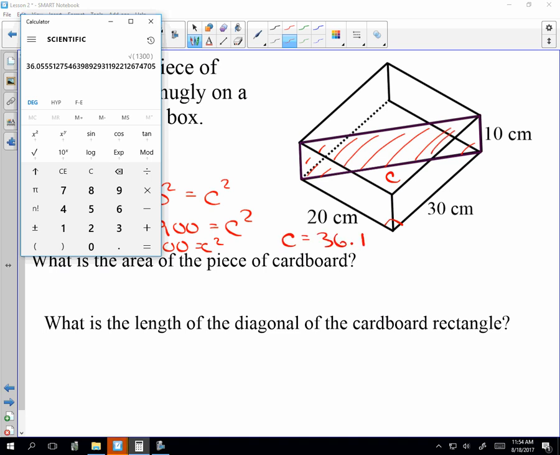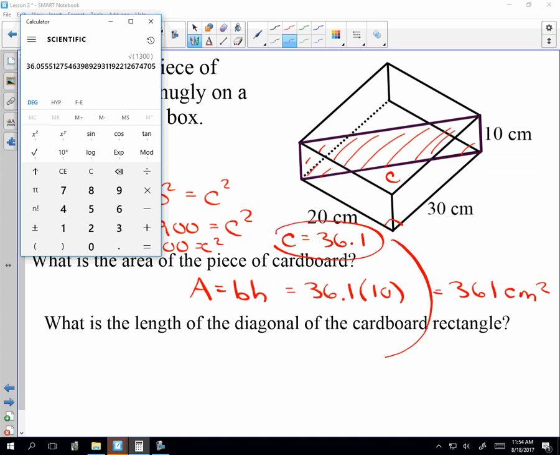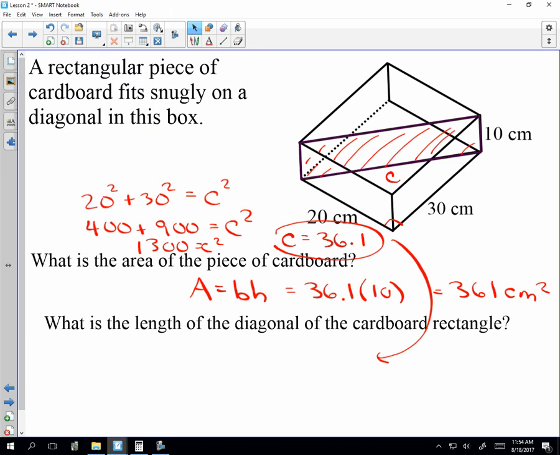And if we want to find the area of that piece of cardboard, area is base times height. The base is the diagonal length, 36.1. The height is 10. So the area would be 361 centimeters squared. What is the length of the diagonal of the cardboard rectangle? We've actually found that already. That was our step 1 in order to solve this problem.